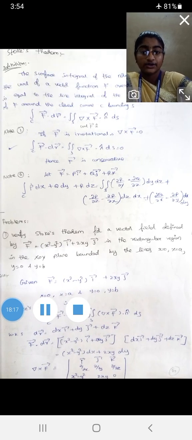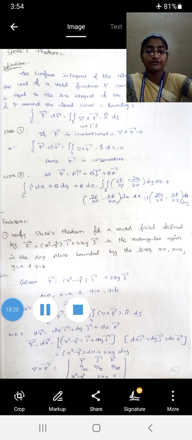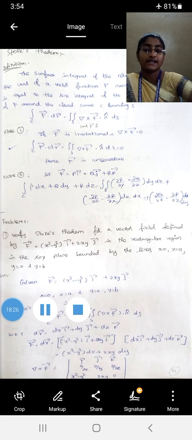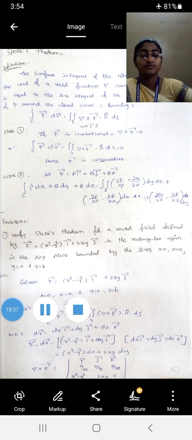Here we can see our question as a solution. Take the f vector and also the given lines, then write our formula for Stokes theorem, that is integration over C of f vector dot dr vector is equal to the double integral over S of del cross f vector dot n cap dS. We know that dr vector is dx i vector plus dy j vector plus dz k vector. Now multiplying this dr vector with the f vector, we get x square minus y square dx plus 2xy dy. Here dz is dropped because there is no k vector in our given f vector.